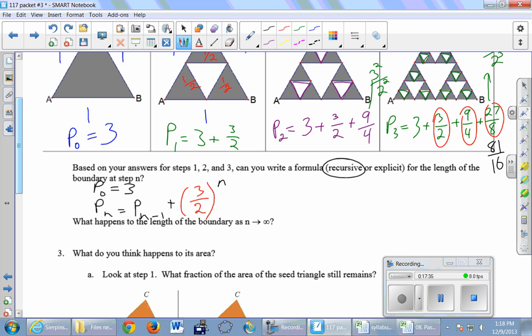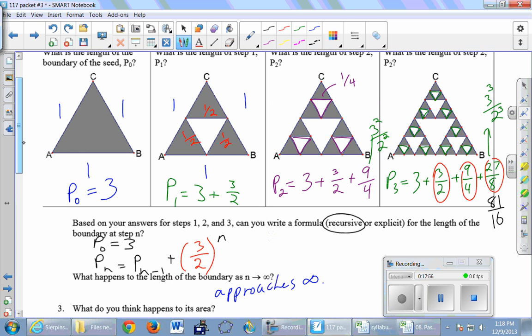What happens to the length of the boundary? It approaches infinity. Okay, so that's what the perimeter does. Let's think about the area.